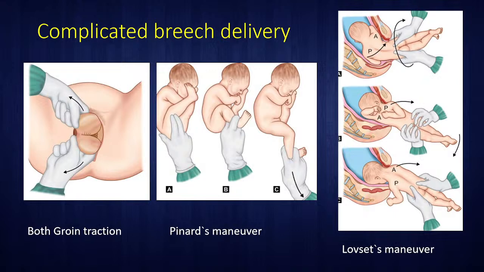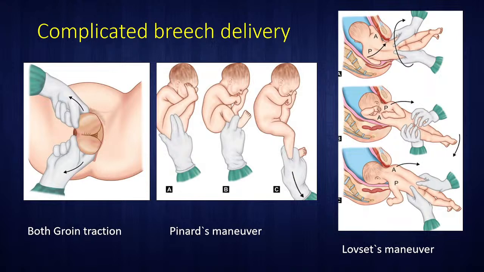Another is the Løvset maneuver, in which you deliver the hand. When the hand is extended, it will be very difficult. You see, if the fetus is like this, a big surface will be there, and this much surface cannot come out. So you have to make it flexed. So in Løvset maneuver, what you have to do? You have to deliver the hand by rotating it.